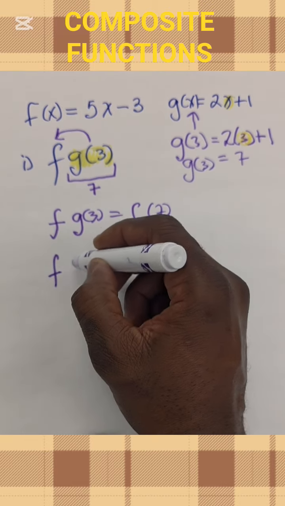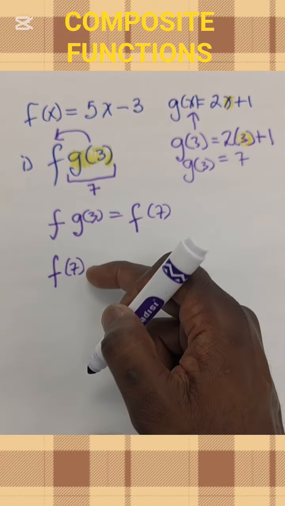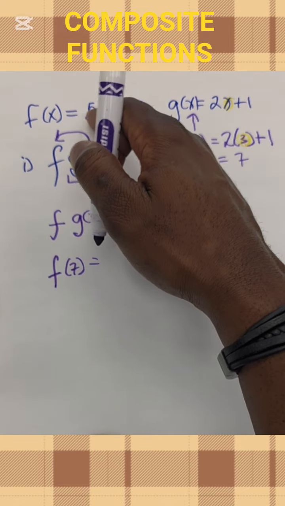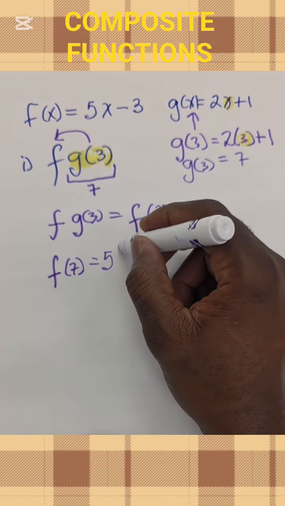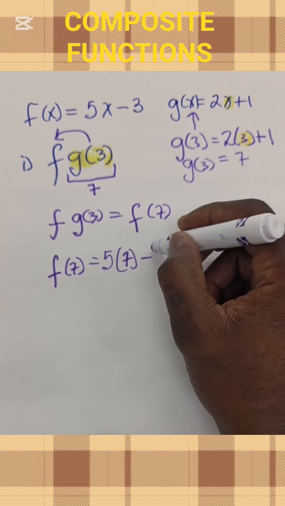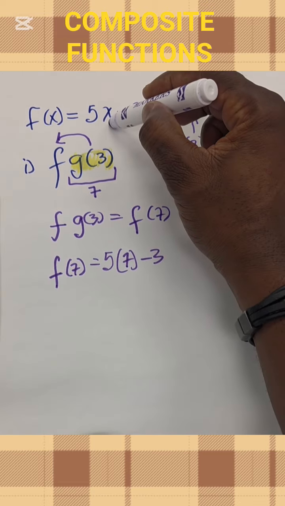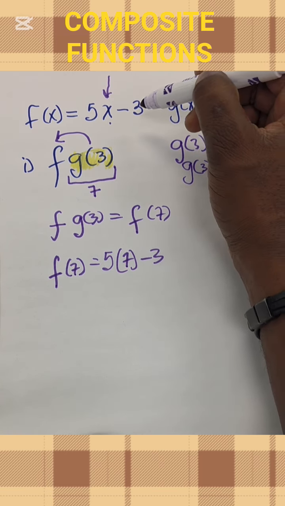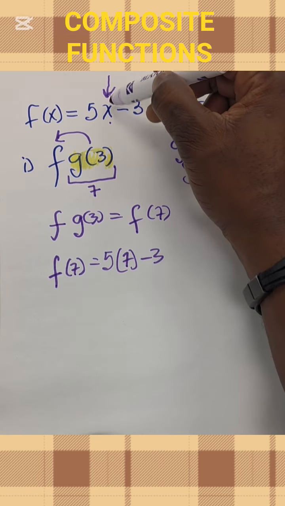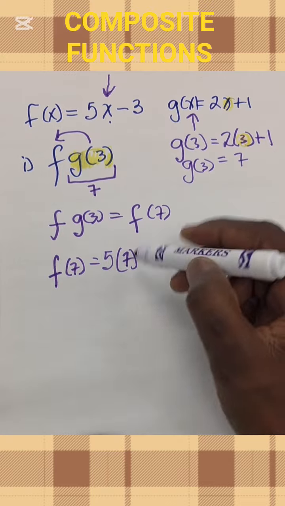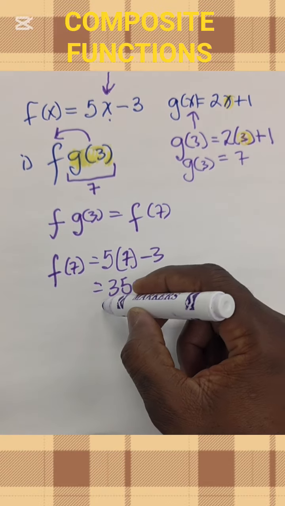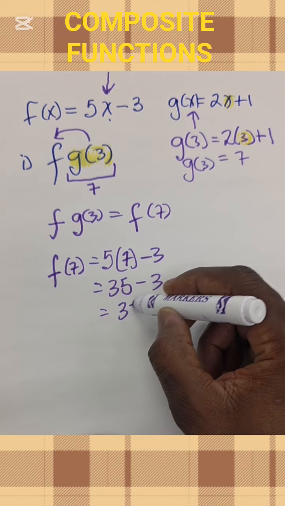F of 7 is really to input the 7 where the x is in the f function. So we're going to have 5 times 7 minus 3. As you could see here, this is where we are putting the 7 right here, right? So the 7 is going to take the place of the x in the f function. So 7 times 5, that's 35 minus 3, and that's going to give us 32.